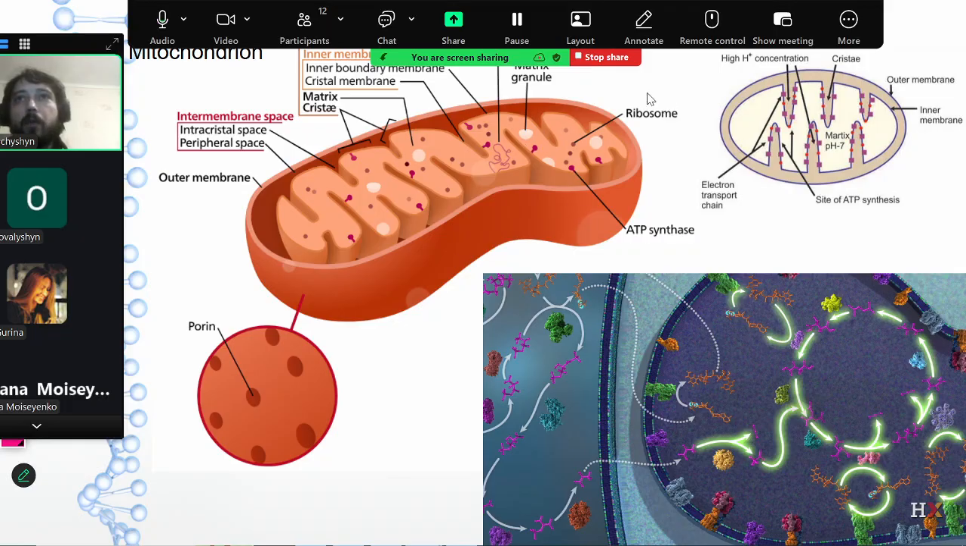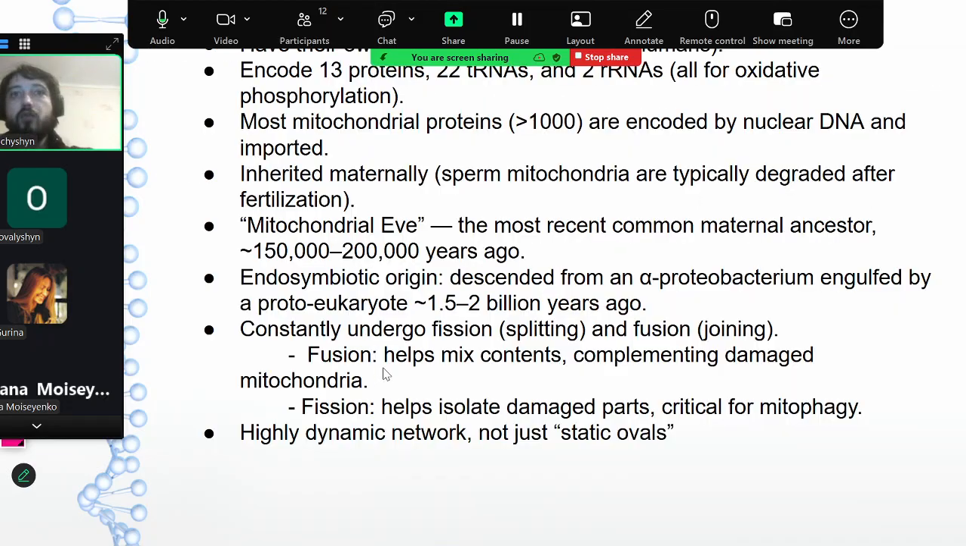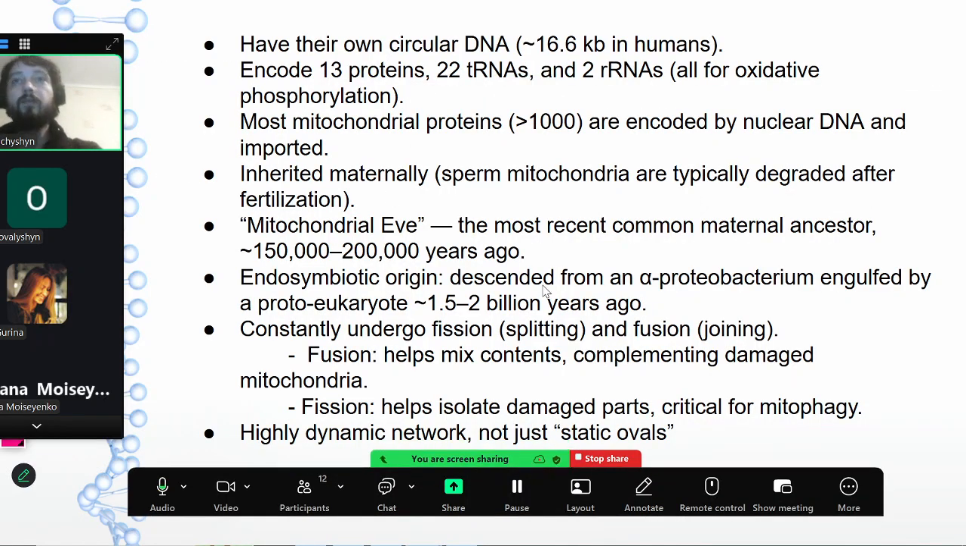So you see some names here. So mitochondria are pretty autonomous, so they have even a little bit of their own DNA. You probably know this DNA is pretty small. It encodes something like 13 proteins, 22 tRNAs, and 2 rRNAs, all for oxidative phosphorylation. So we are now getting to oxidative phosphorylation. Most mitochondrial proteins are encoded by nuclear DNA and are imported.